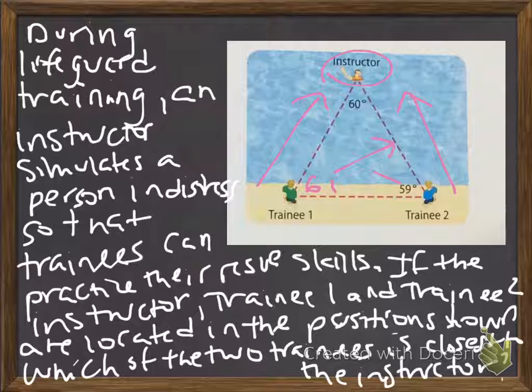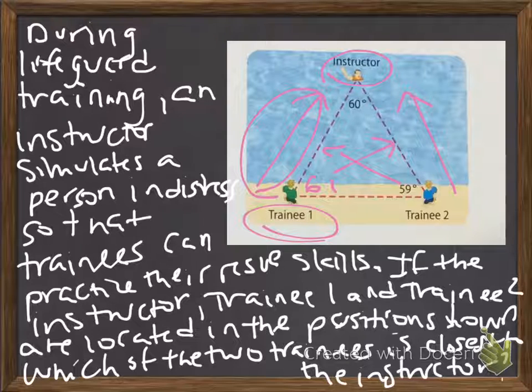And 59 is going to be a shorter path. So trainee 1 has the shorter path, which is on this side. So that would make trainee 1 the closest to the instructor. And that concludes lesson 5.3 on inequalities in one triangle.